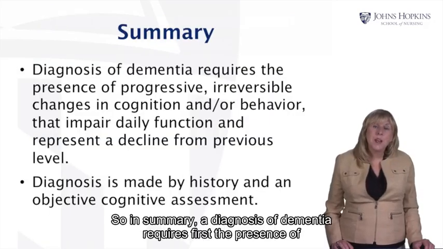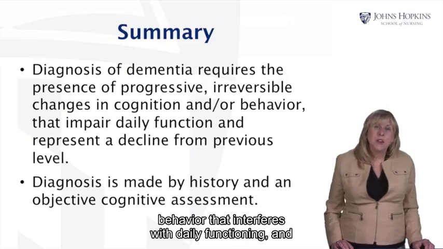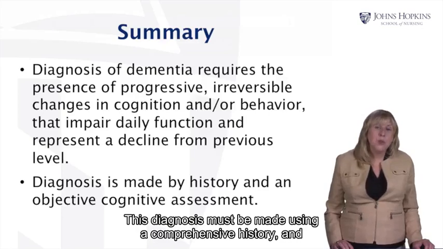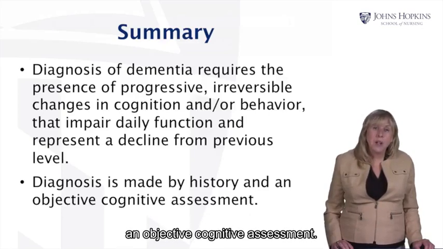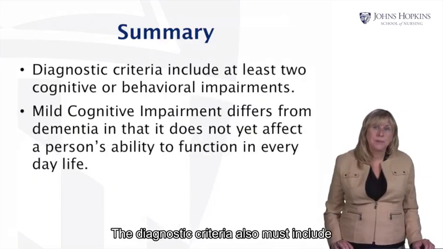So in summary, a diagnosis of dementia requires first the presence of a progressive, irreversible change in memory or cognition and behavior that interferes with daily functioning and represents a decline from the person's previous levels of functioning. This diagnosis must be made using a comprehensive history and an objective cognitive assessment, and the combination of both are required in order to make the diagnosis.